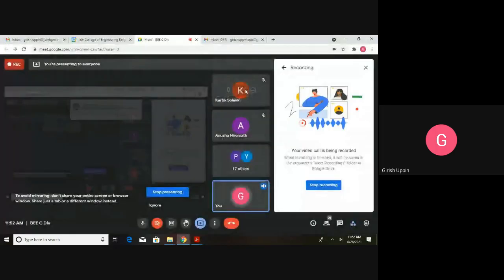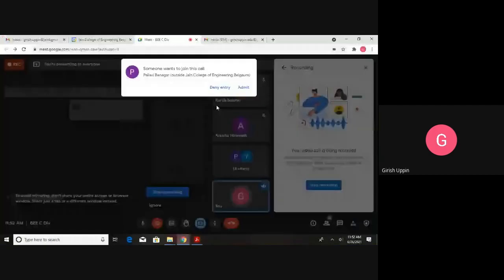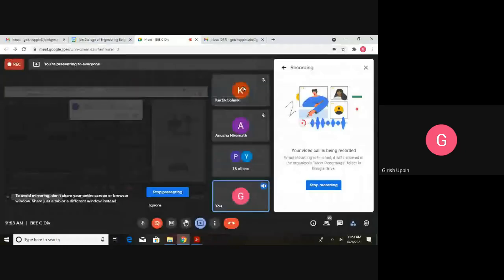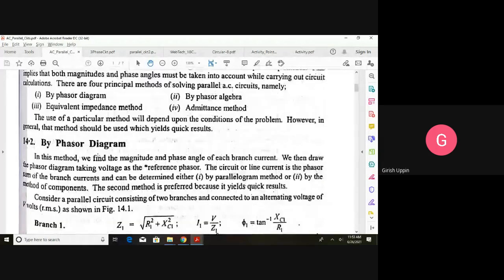Then the next one is the phasor algebra method, then the equivalent impedance method. Equivalent impedance is also one easy way to solve the parallel circuit. And then the admittance method, we will not look into the admittance method. In the exam, they don't expect you to use any particular method. Any method is fine. Let us start with the phasor diagram.